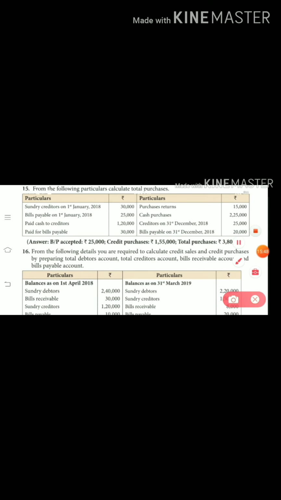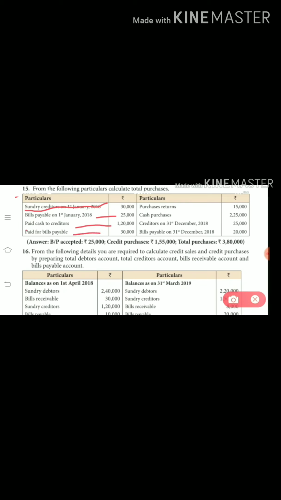Next, coming to question number 15. The question is, from the following particulars, calculate total purchases. In this problem, find out the total purchase value. The question gives creditors on 1st January 2018 30,000, and bills payable on 1st January 2018 25,000.